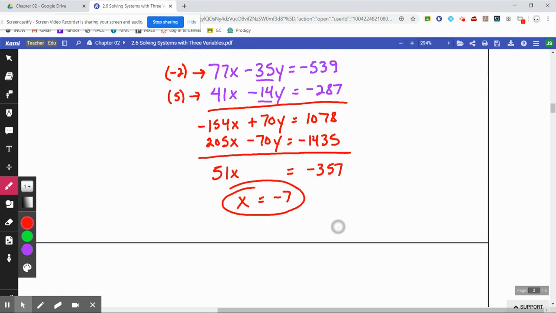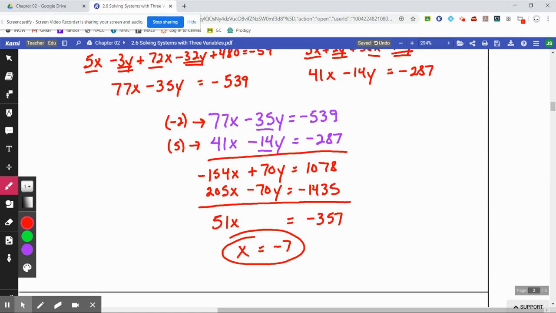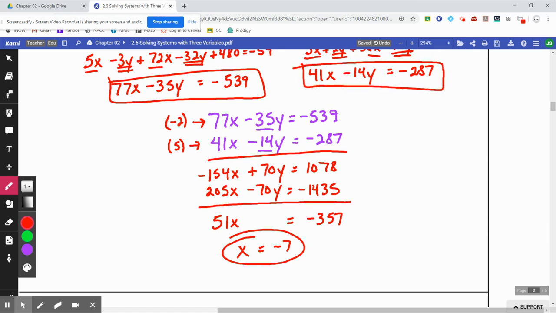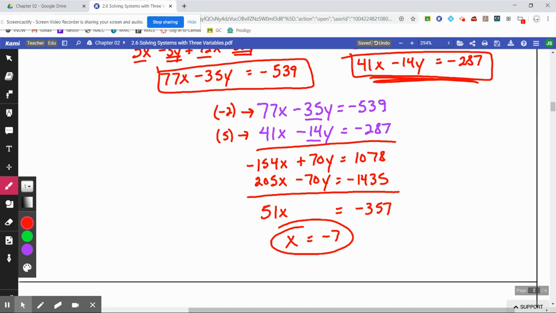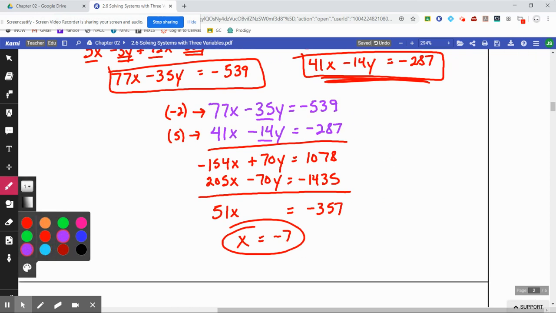Now, as we go back and we can plug that into either one of these, equation A or equation B, anywhere where we have just the two variables to plug in, I'll choose, let's see, we'll just plug it into this equation B over here. And that gives me, as I plug it in, let me just come right there below it as I plug it in. 41 times negative 7 gives me negative 287.